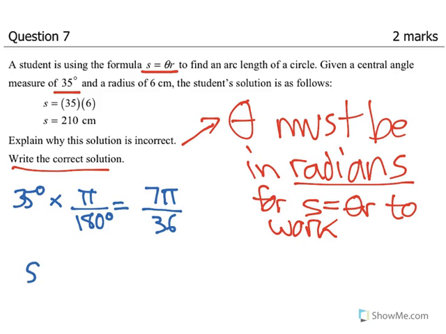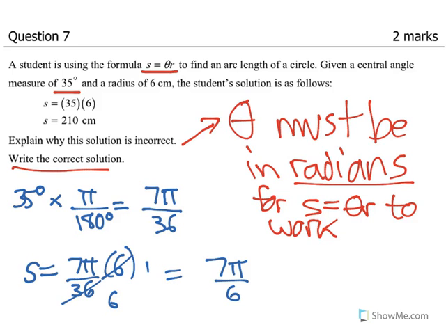Now we can plug this in to find s, or the arc length. So it's 7 pi over 36 times 6, which is the radius. These can reduce to 1 over 6. So the final answer is 7 pi over 6. I would just leave this as an exact solution. 7 pi over 6 centimeters. Arc length is measured in the same units as the radius is.